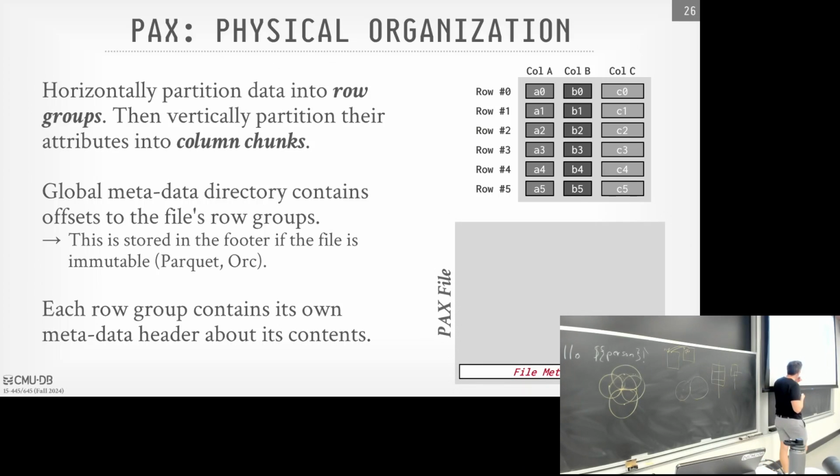So let's say we have a PAX file here, modeled off of something like Parquet and ORC. The important thing to understand is that Parquet and ORC are read-only, or immutable, file formats, meaning I write it once and I never go back and update it.